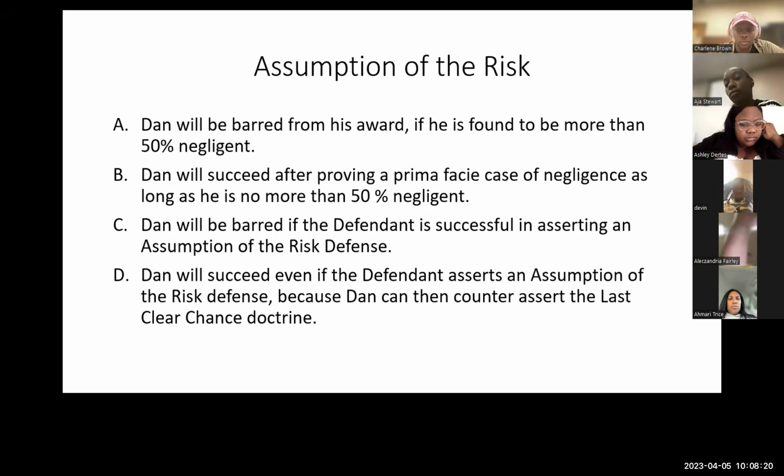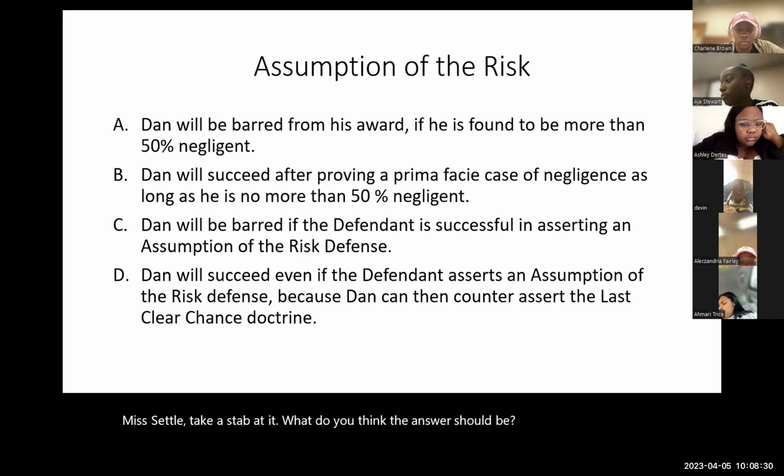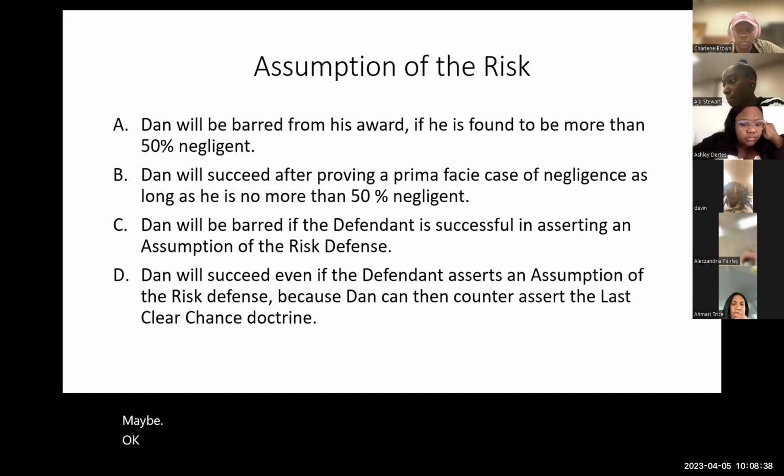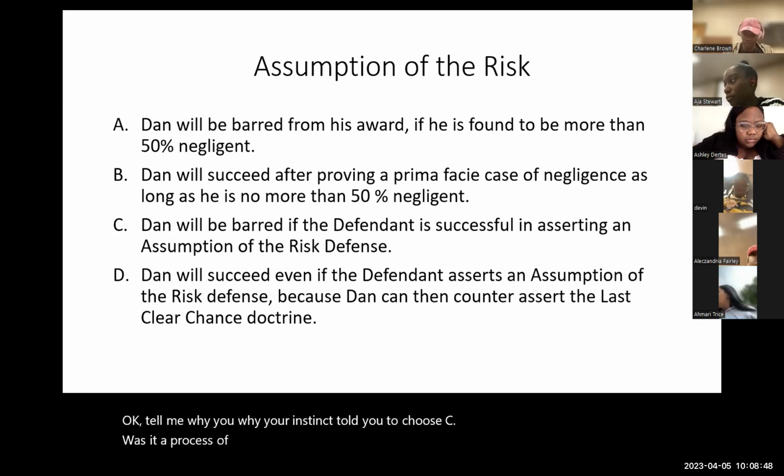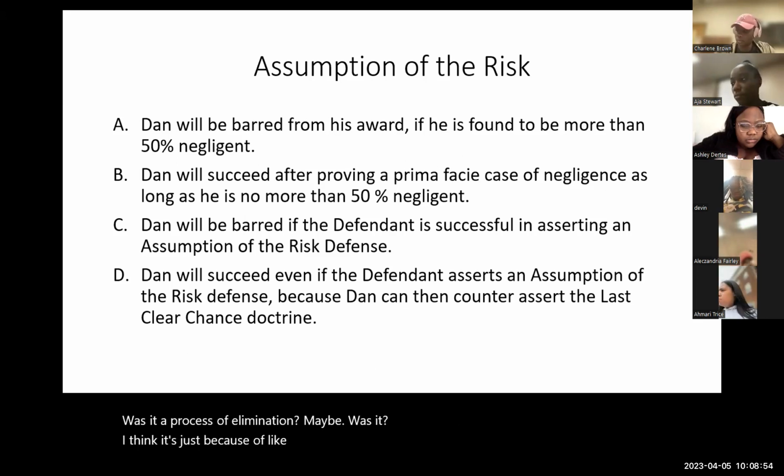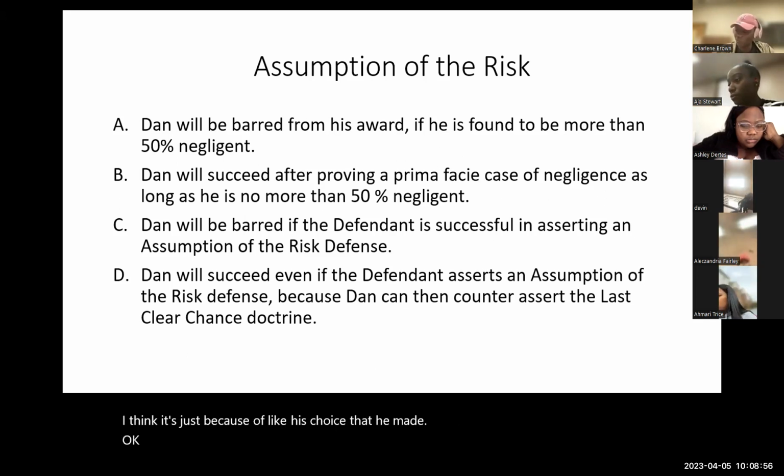Miss Settle, take a stab at it. What do you think the answer should be? I'm not really sure, honestly. Maybe C. Okay, tell me why your instinct told you to choose C. Was it a process of elimination, maybe? Yeah, I think it's because of the choice that he made. Okay, I like it.